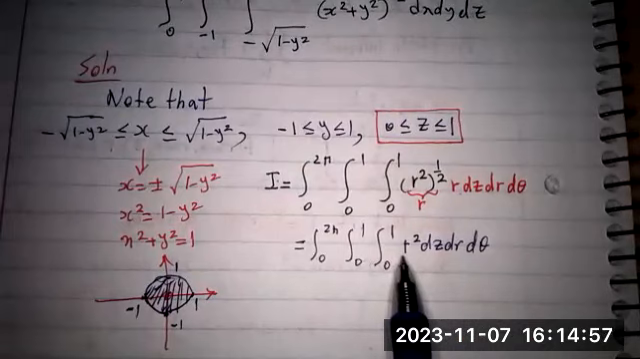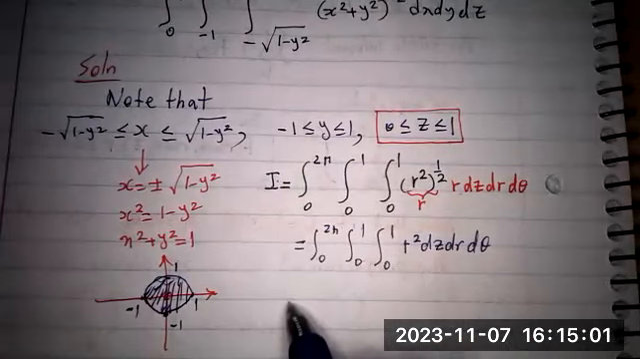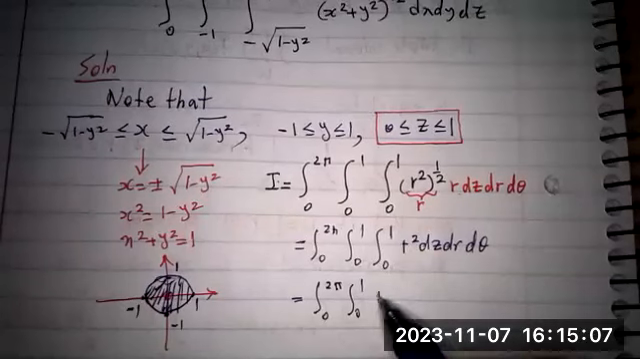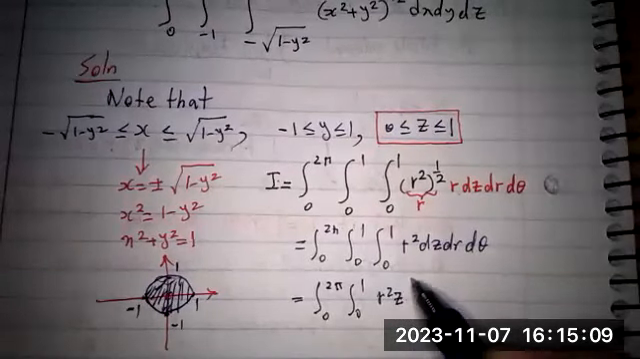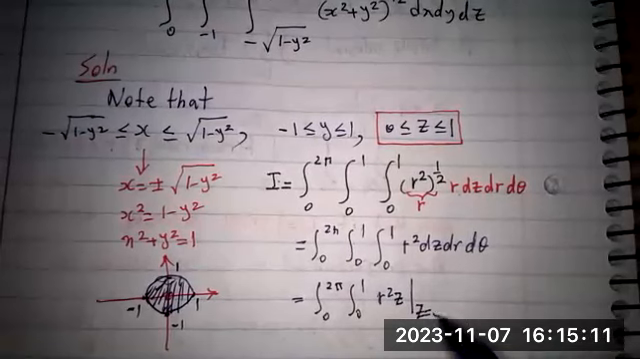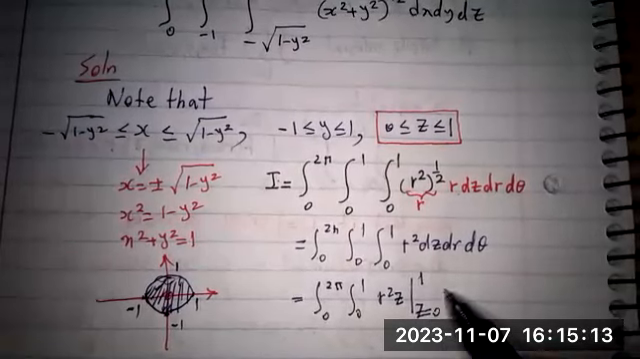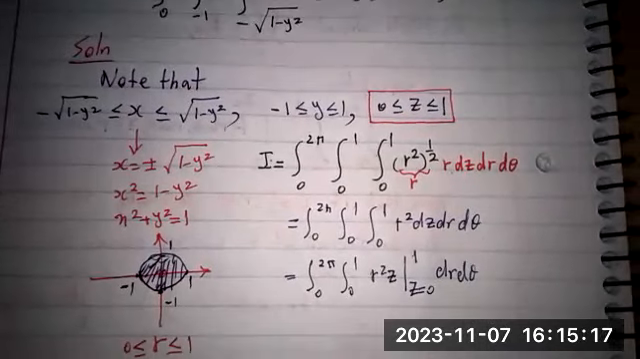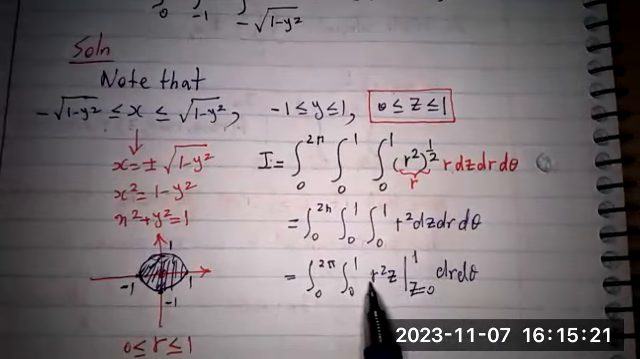Okay, integrating with respect to z, what's the integral of r squared with respect to z? R squared z. That's it, excellent. Yes, r squared z, but z is going from 0 to 1. And when we're done, we come back and go with the r and the theta. Now if you put z equal to 1, that gives r squared. Z equal to 0 would be nothing.